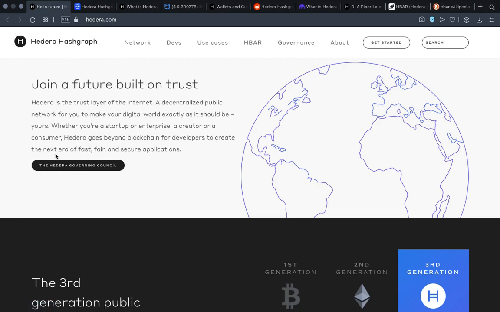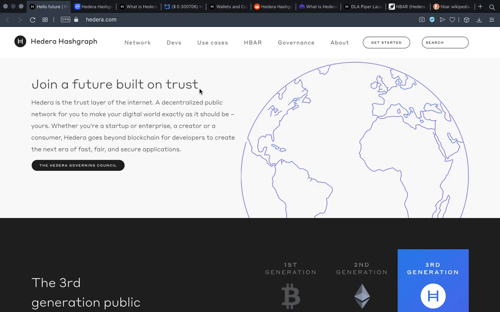The Hedera HBAR is based on this governance council, which is in turn several companies that help to govern over the structure and software of the HBAR network.